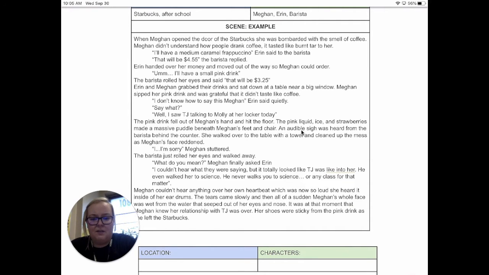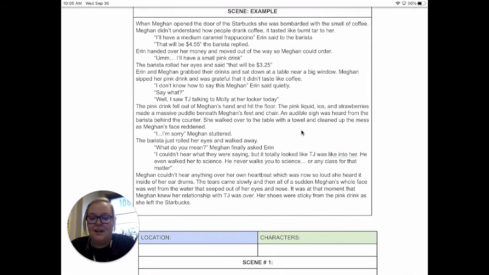"What do you mean?" Megan finally asked Erin. "I couldn't hear what they were saying, but it totally looked like TJ was into her. He even walked her to science. He never walks you to science, or any class for that matter." Megan couldn't hear anything over her own heartbeat, which was now so loud she heard it inside of her eardrums.